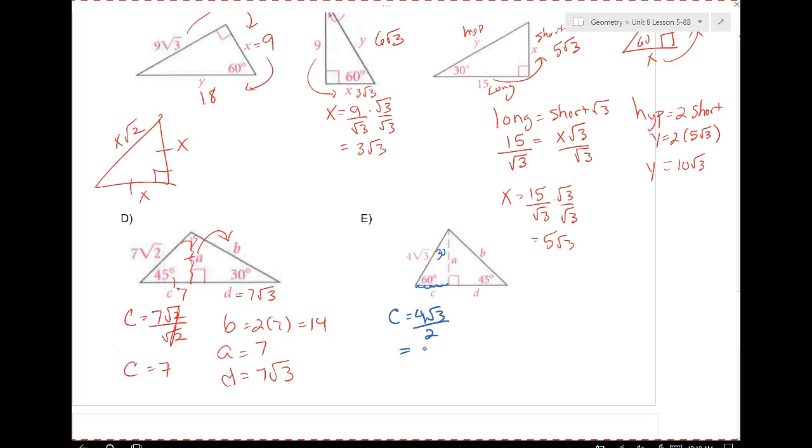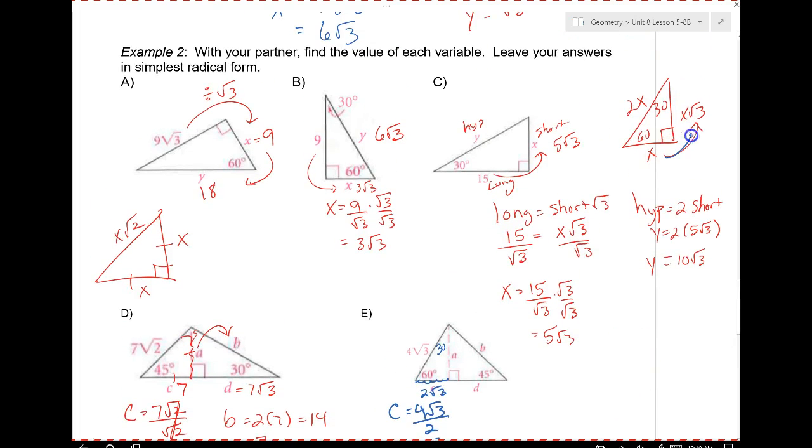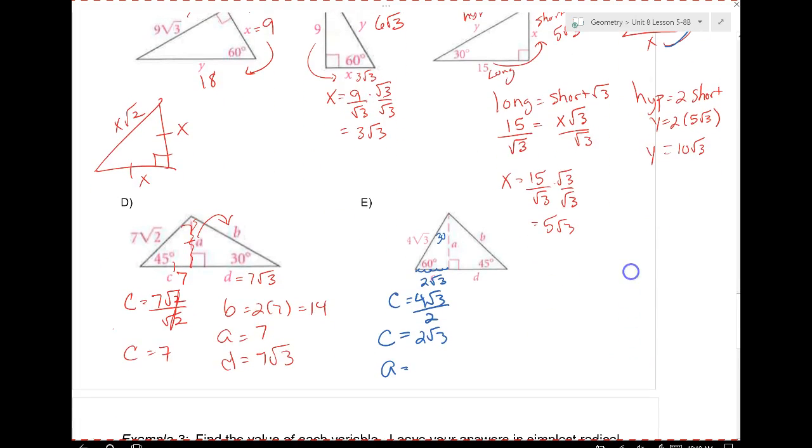What do we get? 2 root 3. Awesome. So this is 2 root 3 right here. So that's C. How do I get to the long leg, which is A? Careful. Short to long leg, I multiply by root 3, right? So it's 2 root 3 times root 3. All right, that gives me 2 root 9. Well, what's the square root of 9? 3. So isn't that 6?